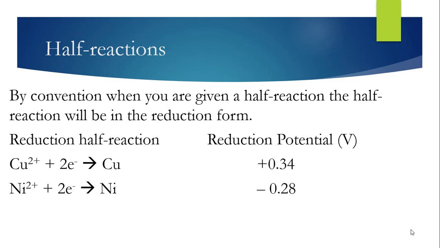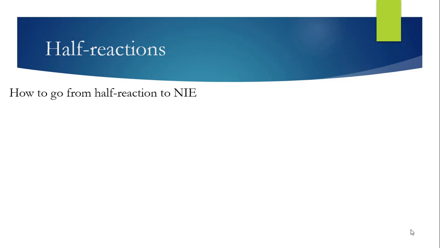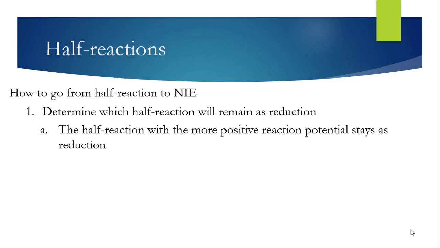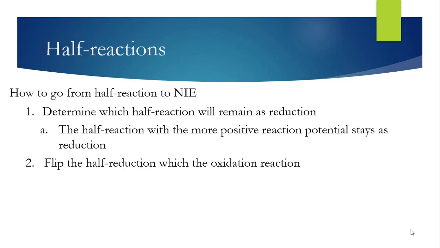Now, the reduction potential for any half reaction is determined experimentally, and it will either have a positive or a negative value. From this data, I can tell you that this is the net equation. But how did I know that? Well, to go from the half reaction to the net reaction, you need to figure out which half reaction will stay in the reduction form, and that's the half reaction with the more positive reduction potential. The other half reaction gets flipped.